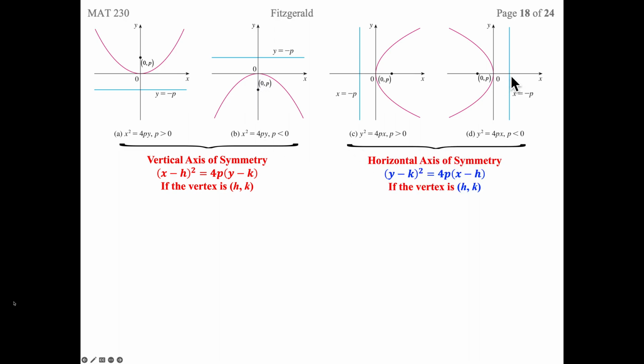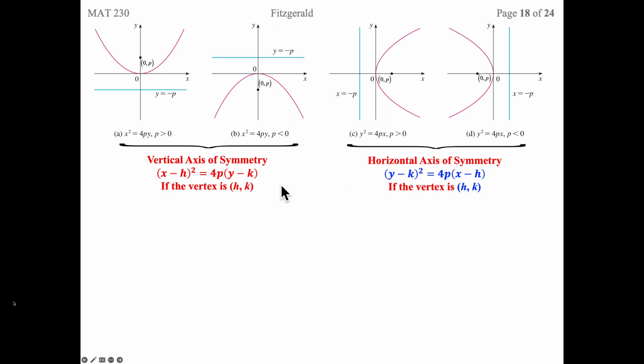Here's our horizontal axis of symmetry. Now it's going to open to the right or to the left. Again, notice the difference here. Y minus k, x minus h. X minus h, y minus k, switched around. Now, a lot of times over here, so many people are left hand to right hand orientated when they read. It's amazing how many people will tell me the vertex is at k, comma, h. They get this mixed around.